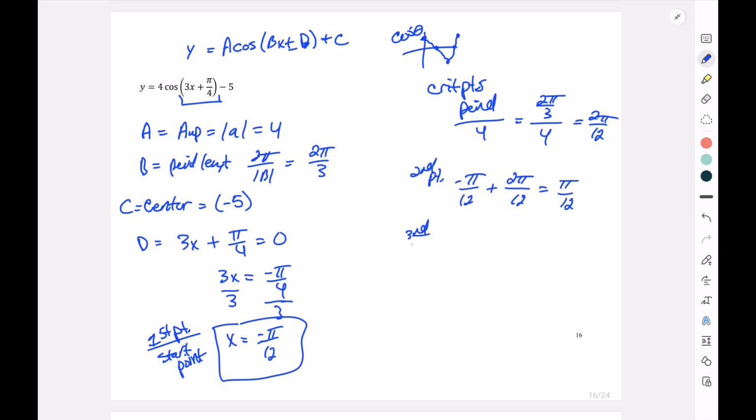For a third point, if we add 2 pi over 12, we will get 3 pi over 12. And for your fourth point, you will get 5 pi over 12. And for your fifth, you will get 7 pi over 12.